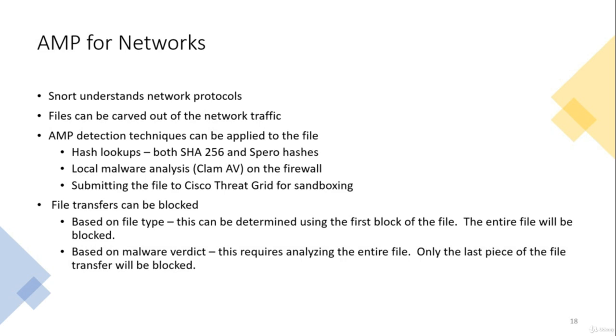The AMP can detect files based on their hashes, local malware analysis powered by the signature database on the device, as well as submitting the file to Cisco Threat Grid for sandboxing and dynamic analysis. It can also block file transfers based on the file type as well as based on the malware verdict.